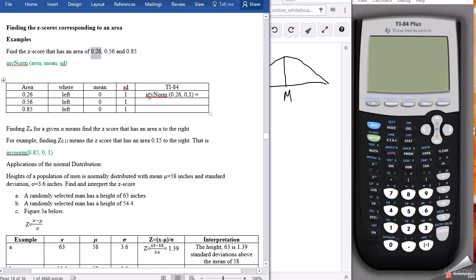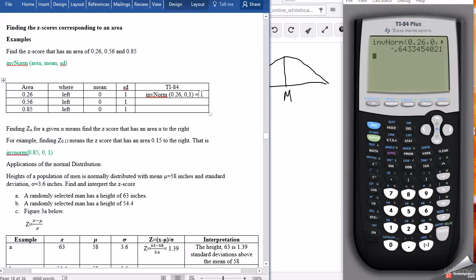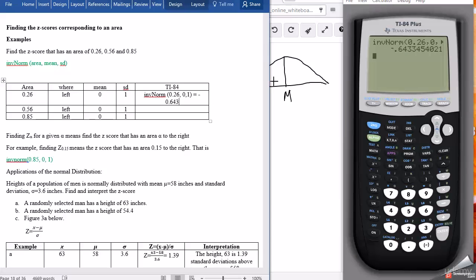To do that, we're going to use invNorm. So we'll go to our calculator and turn it on. We'll go to 2nd Vars, where we have the distributions. Number 3 is invNorm. So we'll select number 3, and the area is 0.26. Then the mean is 0 and the standard deviation is 1, because we are looking for the z-score, so the mean has to be 0 and the standard deviation has to be 1. We'll go down and paste, and you can see that the z-score is negative 0.643. Remember that because the area is to the left of the mean, the z-score has to be negative.